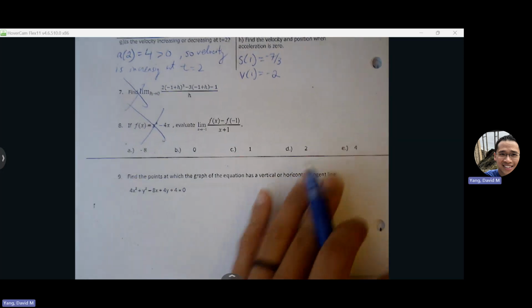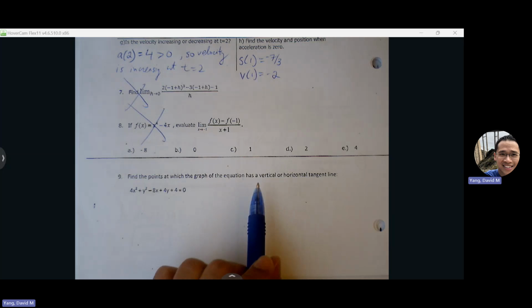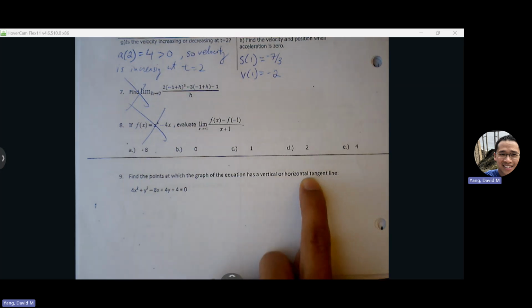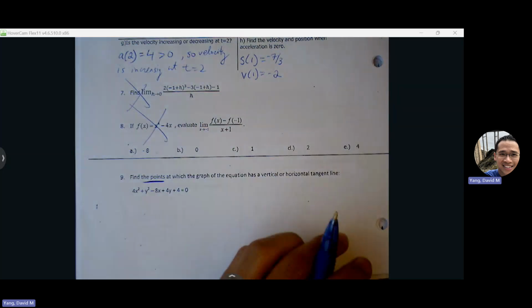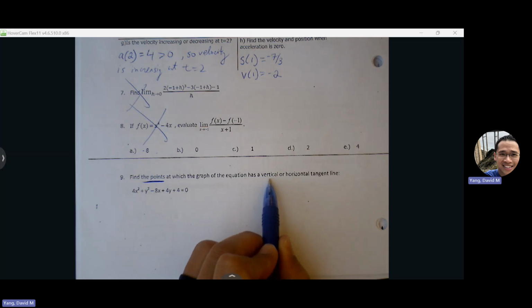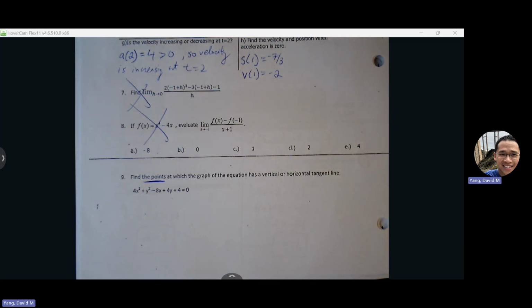Okay, number 9 is find the points at which the graph of the equation has a vertical or horizontal tangent line. So we'll build our derivative using implicit differentiation. And then to find the horizontal tangent line, what's our strategy there? Set what? Numerator of derivative equal to 0. And it's asking for points, so whatever we solve for, we still have to plug back into the original equation to get the full ordered pair. And what's our strategy for vertical tangent? Denominator of the derivative. Okay, good. All right, try that. See if you can go through your steps.